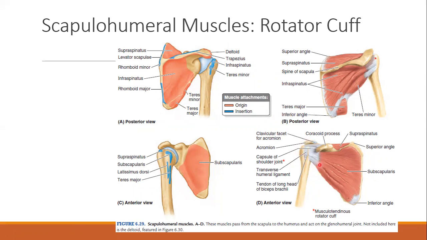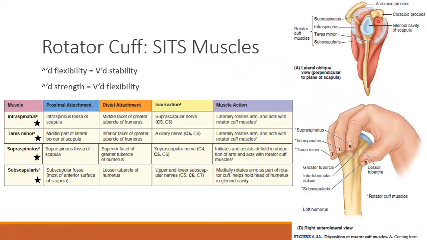So you can see here, here's your subscapularis muscle. Here is your supraspinatus here, as well as here. Here's your infraspinatus muscle. And then here's your teres minor muscle. And again, these are our rotator cuff muscles, and the mnemonic that we use is SITS: supraspinatus, infraspinatus, teres minor, and subscapularis.